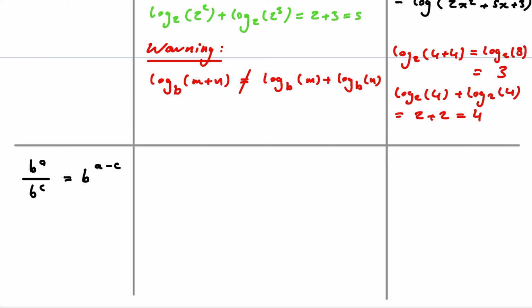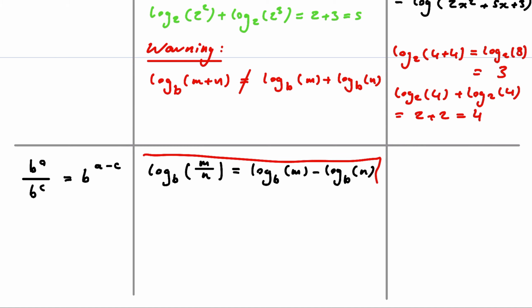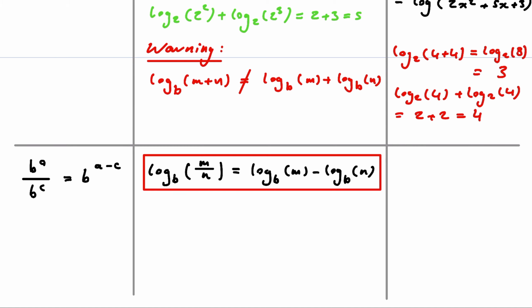So this corresponds to the following law. Log base b of a quotient m divided by n turns into a difference. It's important to get them the right way around. It's the numerator part minus the denominator part. Very important law of logarithms. So logarithms of quotients turns into differences. Let's see this in action, shall we?